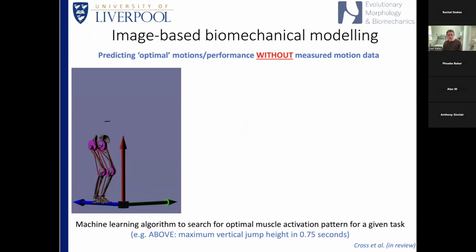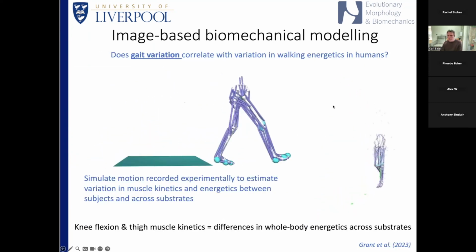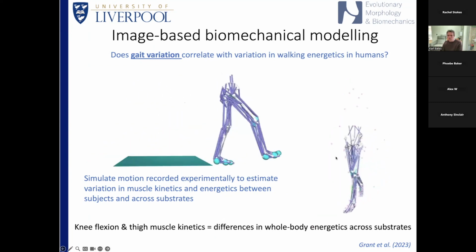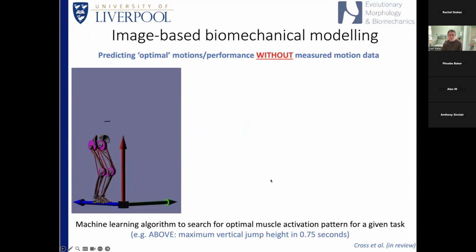We can also go one step further. In these previous examples, we'd recorded the motion data. You can see the spherical dots here where they were placed on the experimental subject. And the simulator is matching the recorded motions. But what we can also do is try and predict biomechanical performance or task performance without measuring any motions. We can use an optimization approach. So in this particular example, we've got a very similar model here of a human. And we're asking the model to use a machine learning approach to search for the activation pattern that essentially allows the model to jump as high as it can.